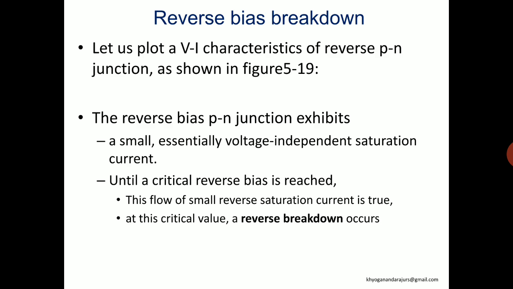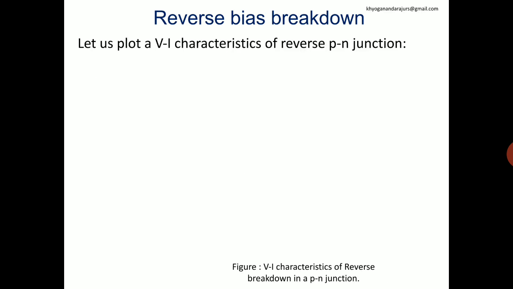Okay, this kind of sudden increase in the reverse saturation current at a particular critical value of the voltage is called a reverse breakdown, and the value of the voltage we will call the breakdown voltage. We'll try to plot it and see. On the x-axis we'll have the voltage V, and the y-axis will have the current I.